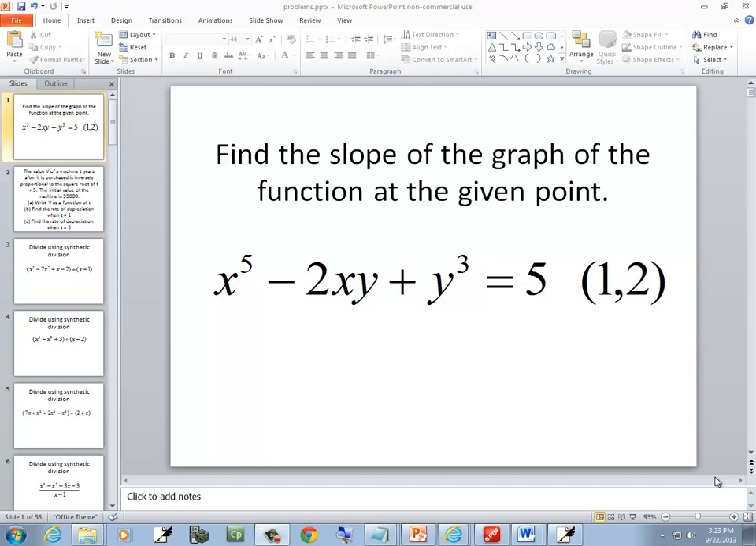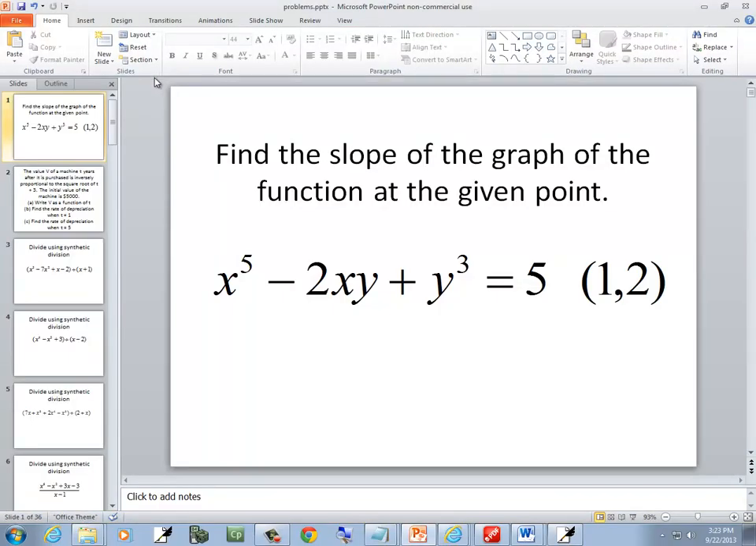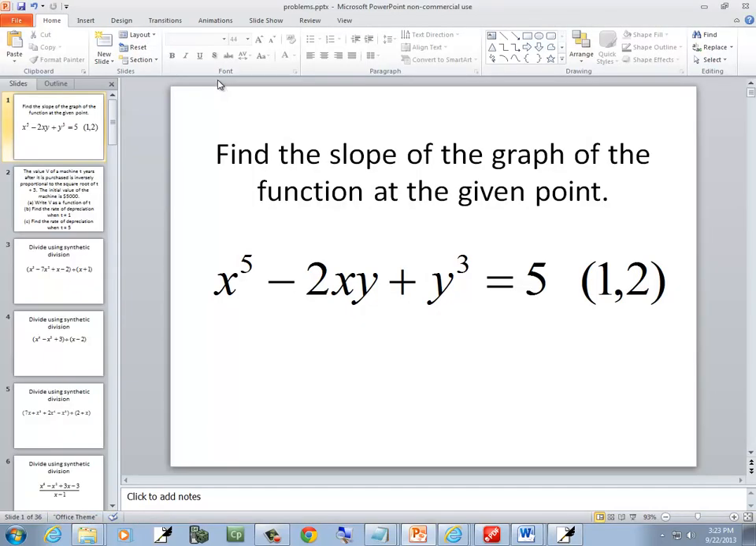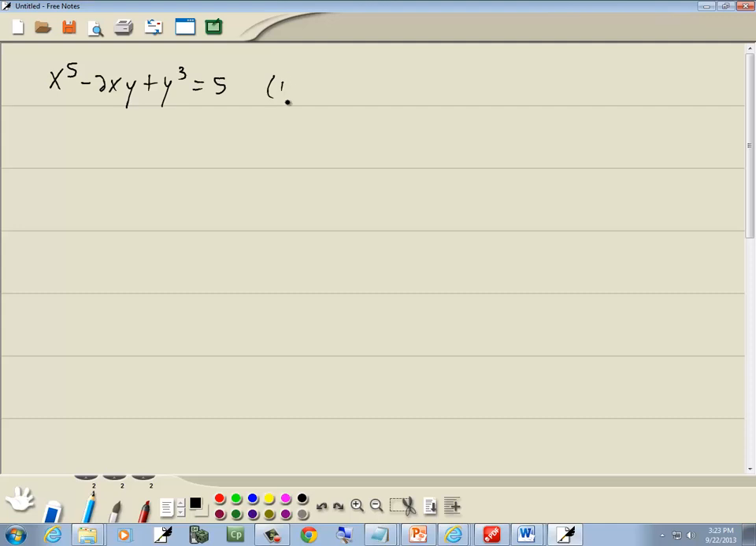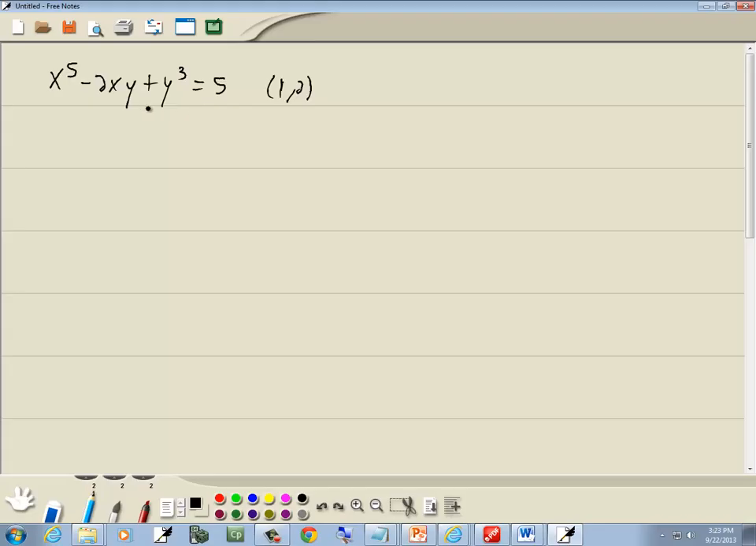Let's take a look at this next problem. We got x to the fifth minus 2xy plus y to the third is equal to 5 at the point (1, 2). And we want to find the slope of the graph of the function at the given point.